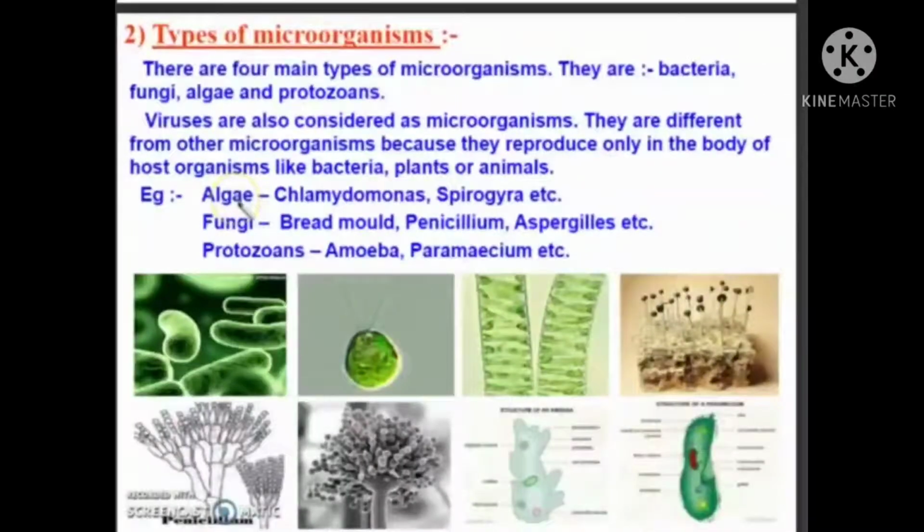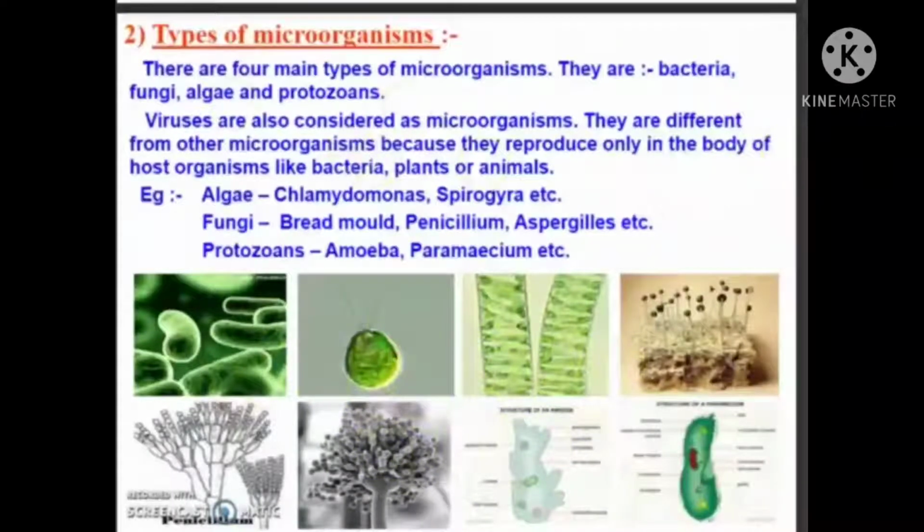Now, dear students, we are going to discuss a few examples of microorganisms. The first one is algae. Examples of algae are Chlamydomonas and Spirogyra. Examples of fungi are bread molds, Penicillium and Aspergillus. Examples of protozoans are amoeba and paramecium. So here you can see the different shapes and structures of microorganisms.